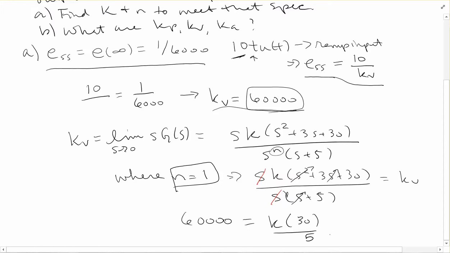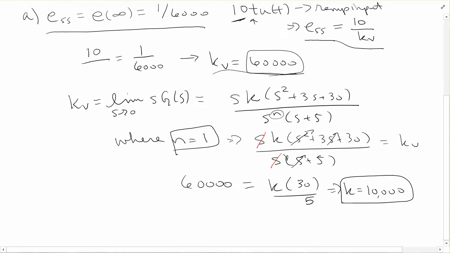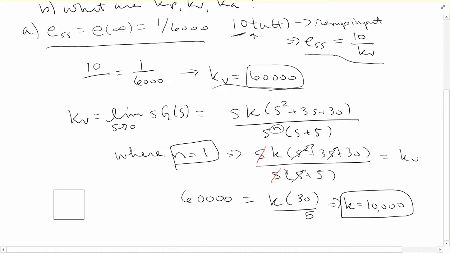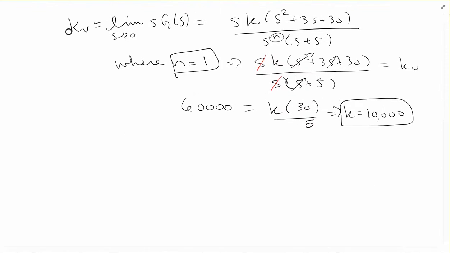Okay. So now we have the simple equation. We have one unknown, which is k, so you can easily solve for k. And we get that k is equal to 10,000. Okay. So that's how we do part A. So we've got a type 1 system, and then k is going to be 10,000. Okay. So in part B, we want to know what kp, kv, and ka are. Let's do that.